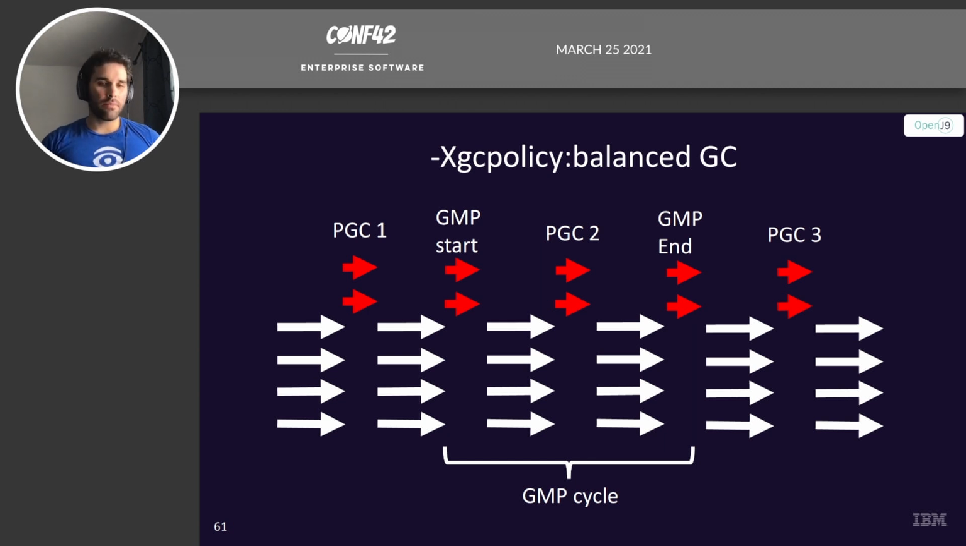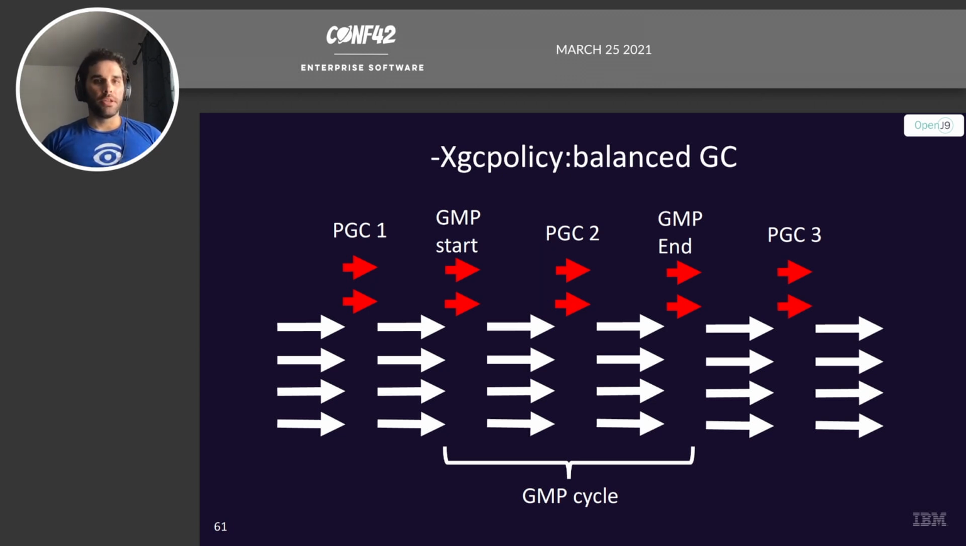So what does that mean? Imagine we have a region with only one live object. All we have to do is copy that object over, and there we go, we have an entire free region to work with. So PGC tries to find those regions which have the most garbage, which is going to do the least amount of work to free that region.